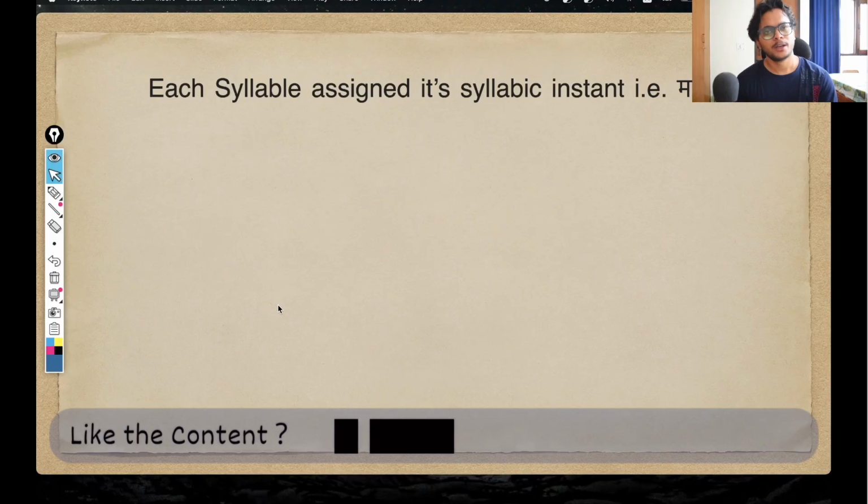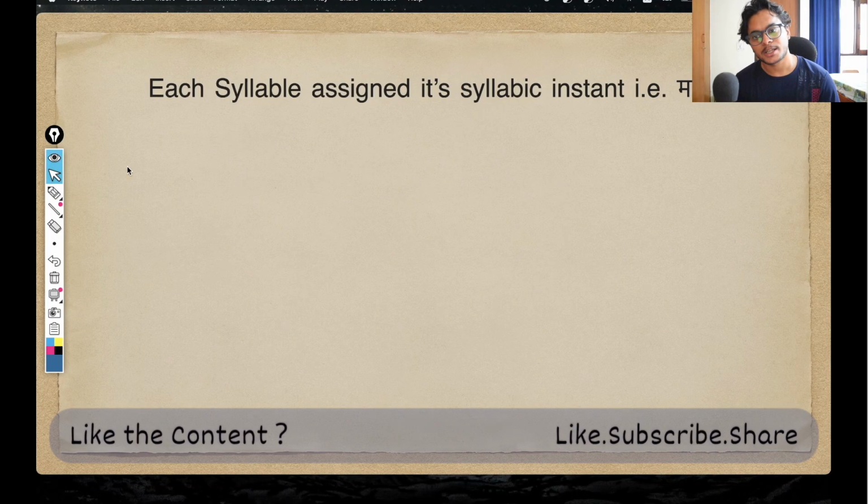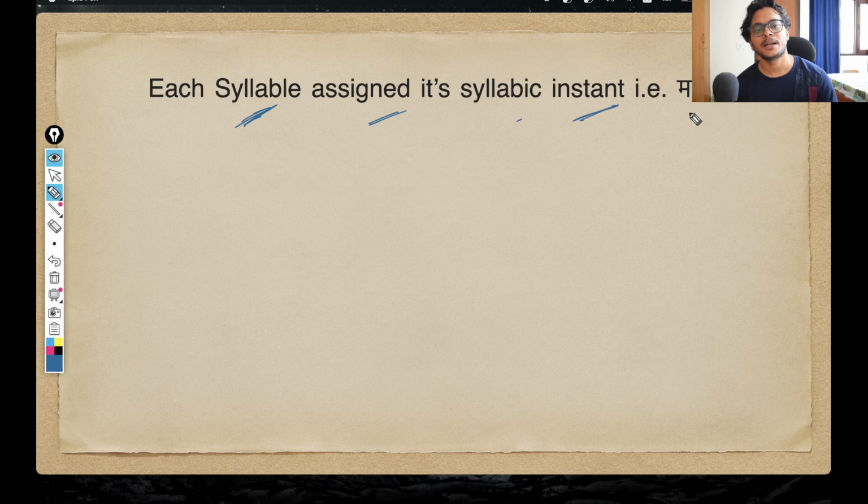So the entire verse is broken down into its quarters, its individual padas, and all the quarters are further broken down into their individual syllables. Now coming to the third step: we have broken the verse down into individual syllables, and now each syllable is assigned its syllabic instant, what we call matra in Sanskrit. And what is this syllabic instant? See, these are the two matras.